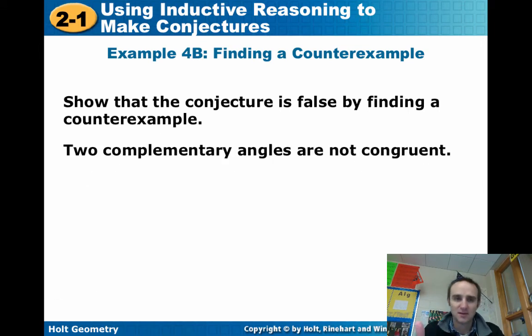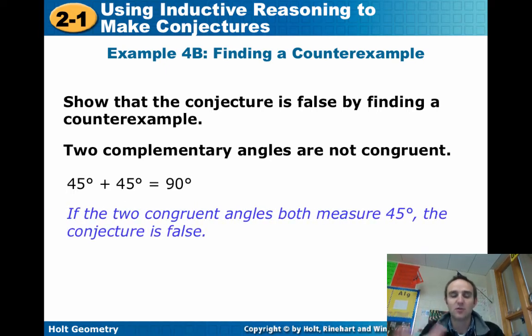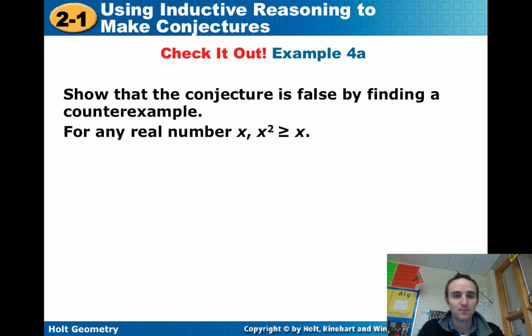I want you to think about this one now. Pause it, think about it, come on back. Two complementary angles are not congruent. Give me a counterexample. Okay, the only counterexample that we could have is two 45-degree angles. The first part has to be true, two complementary angles, and the second part has to be false. So instead of not congruent, they are congruent, so our counterexample would be 45 degrees and 45 degrees.